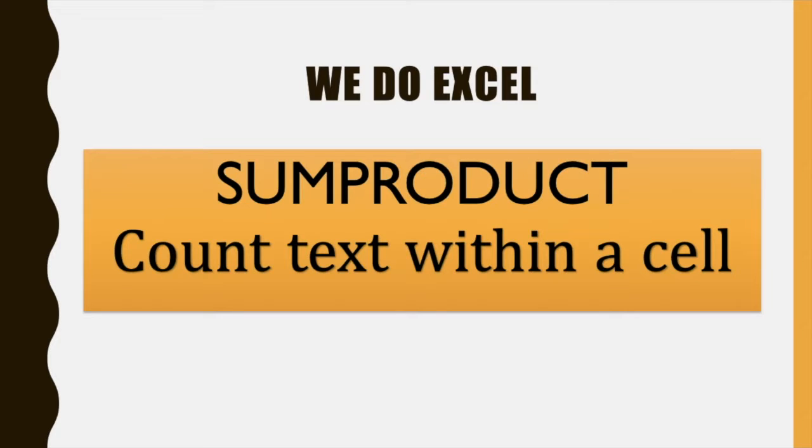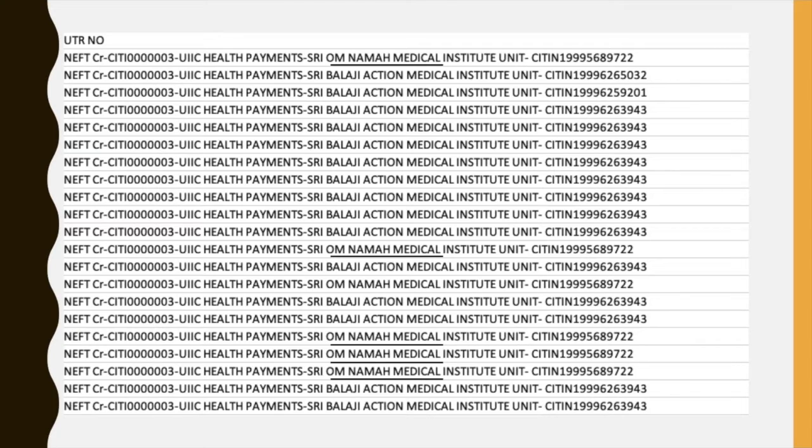Today I have come with a scenario where we can apply the SUMPRODUCT function and count the text within a cell. Let's see what is the scenario with us. You can see we have received these NEFT details, where we have a credit in our bank from these institutes. There are two institutes, Balaji Action Medical and Om Medical. Now we have to count how many credit NEFT are there from Om Nama Medical Institute. So we will apply the SUMPRODUCT function using the combination of ISNUMBER and FIND in the SUMPRODUCT. Let's see the practical version of the same.